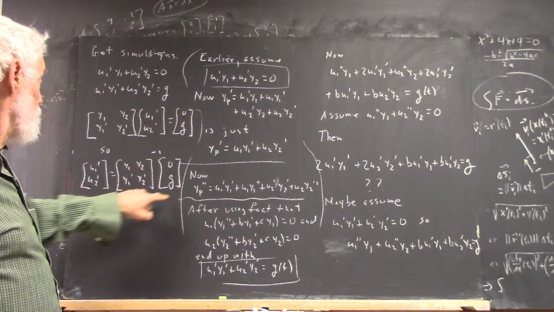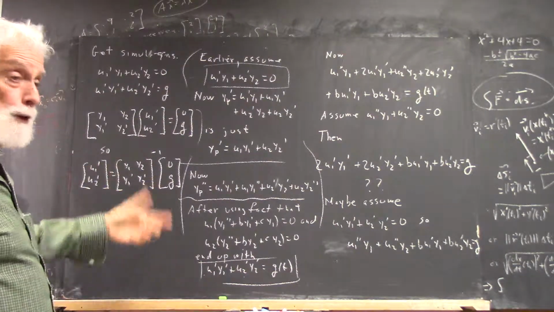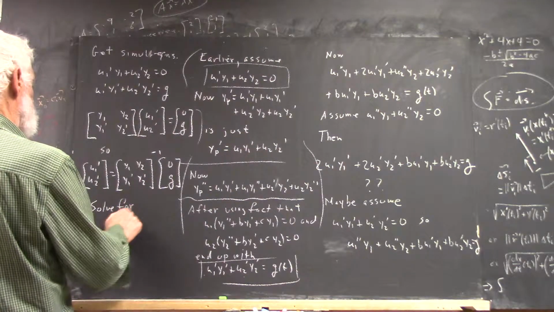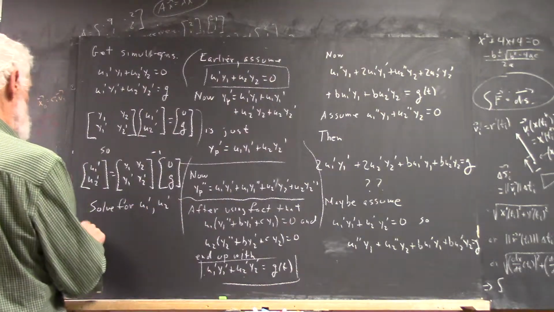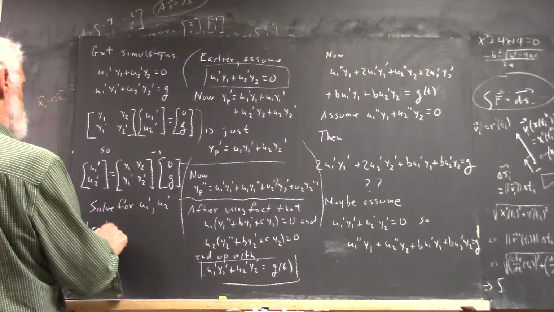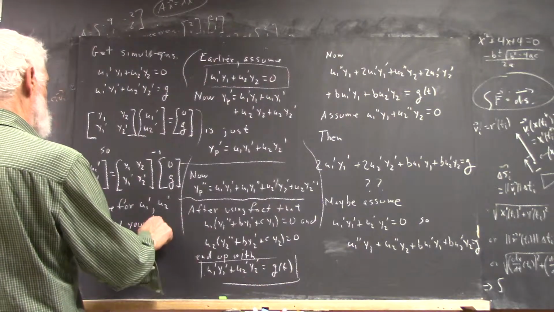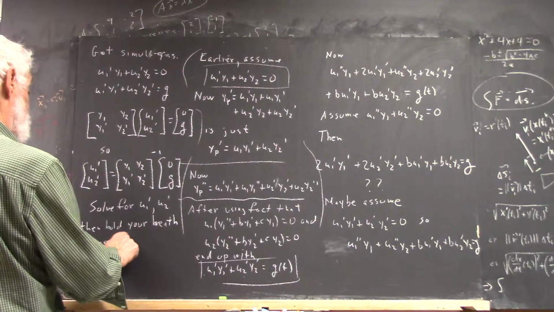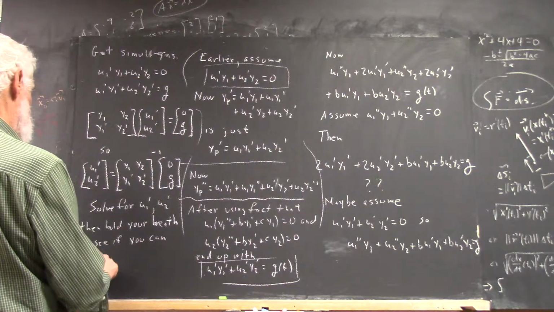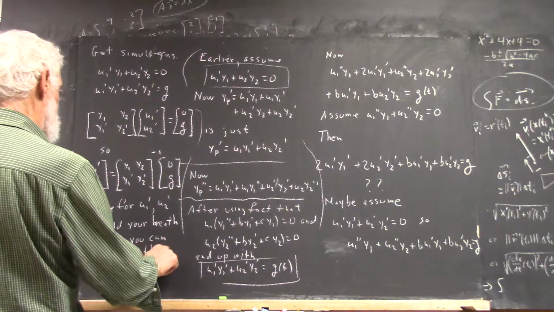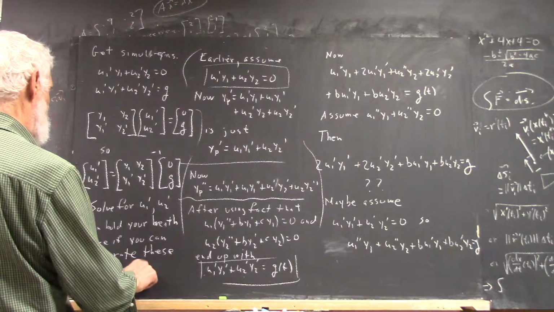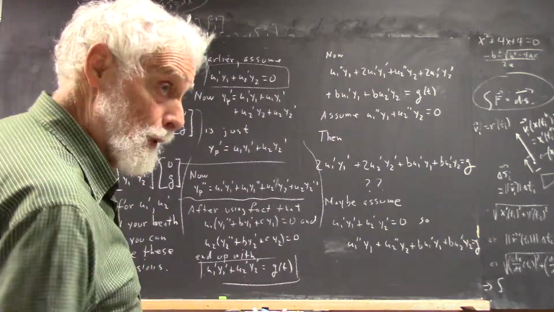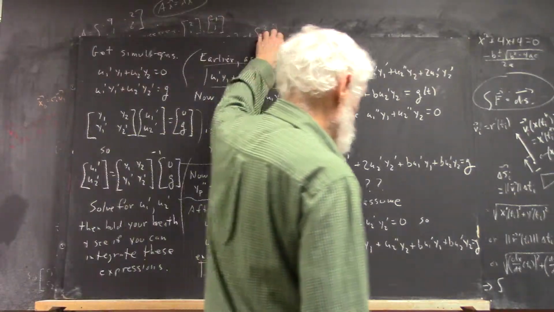Okay? So you have this. So now you can solve for U1 prime and U2 prime. You hold your breath and see if you can integrate these expressions. Now, how does that apply to the equation we started with? Again, I'm out of board space, but you can do it.